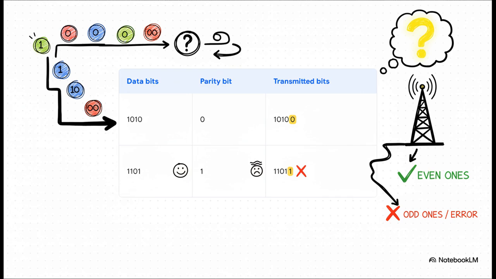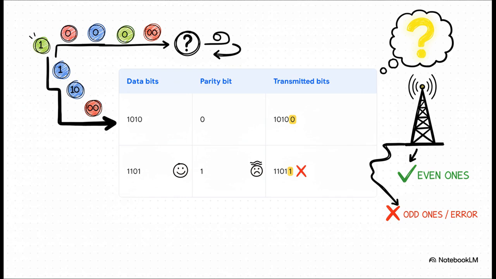Okay, look at that top row. The data is 1010. It already has 2 ones, which is an even number, so we just add a 0 as the extra parity bit. But now look at the second row. The data is 1101. That has 3 ones, an odd number. So to make the total even, we add a 1. Now if that message gets to the other end and the receiver counts an odd number of ones, it knows instantly that an error happened, and it can ask for the data to be sent again.